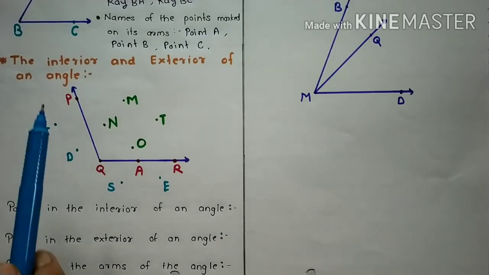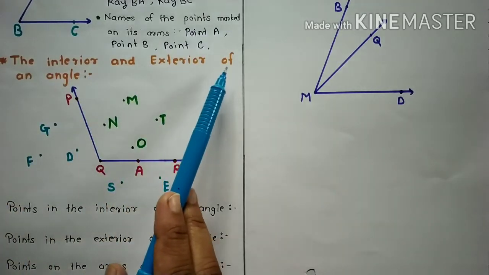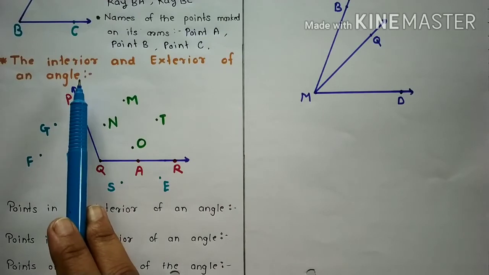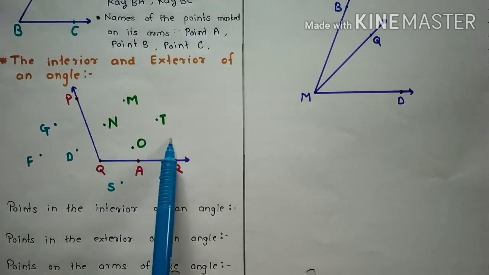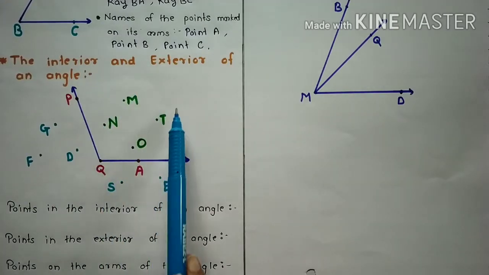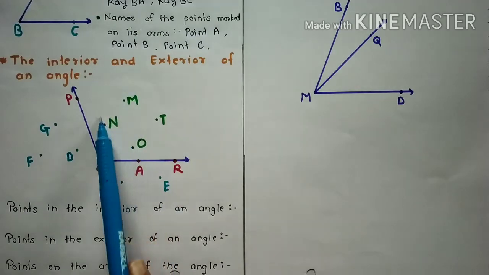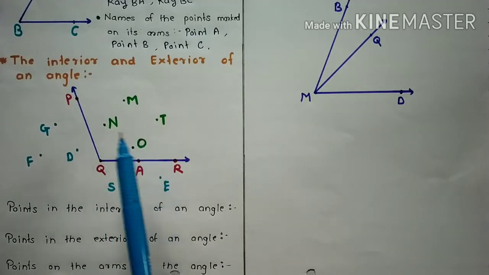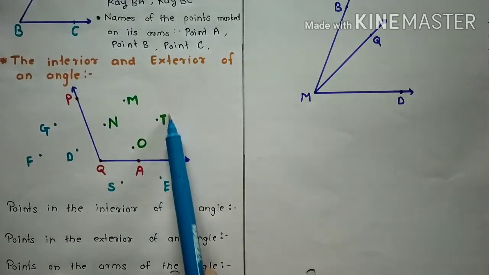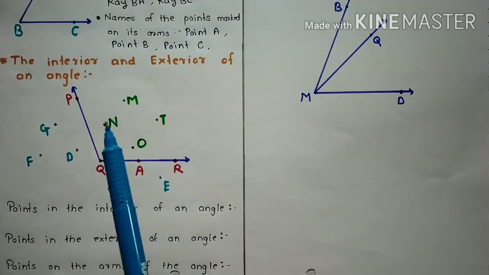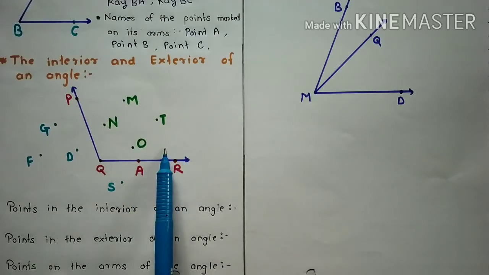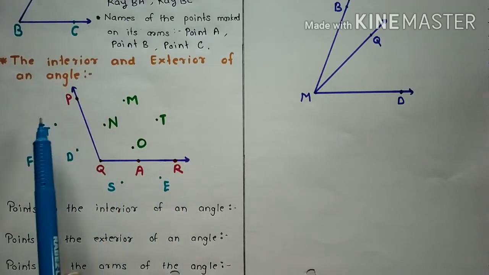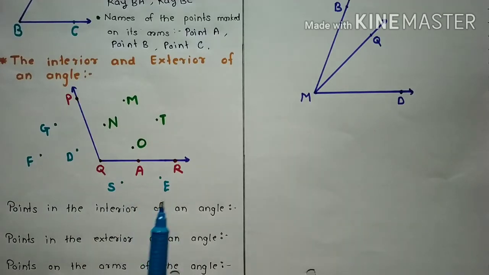See next point. The interior and exterior of an angle. The part which comes in the arms of the angle, that part is called the interior part of the angle. So this part is the interior part, and the part which is not in the arms of the angle, this part is called the exterior part of an angle.